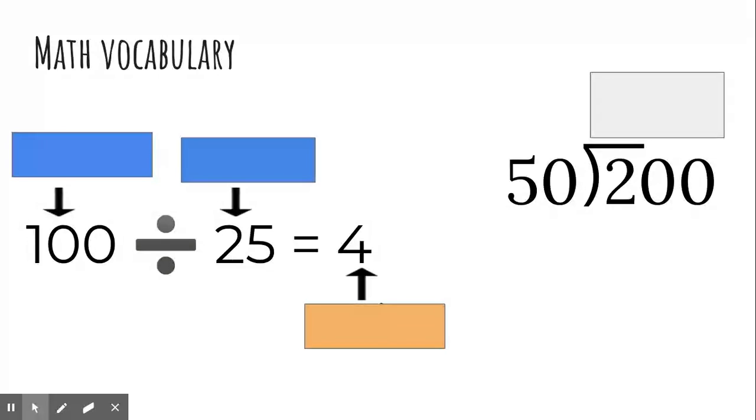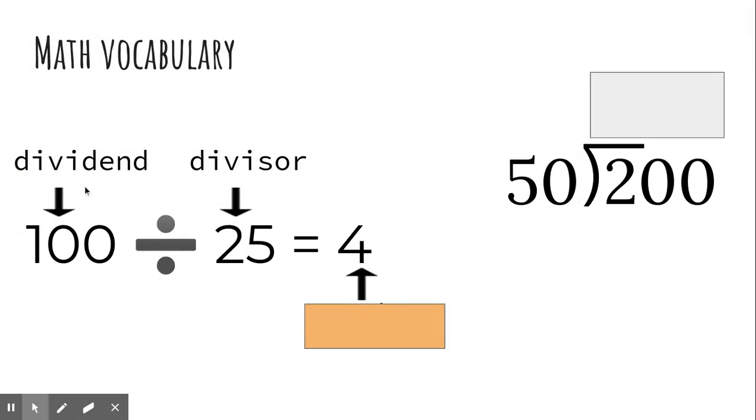As a reminder, in division, the bigger number, the number that is going to be divided in a division number sentence, is called the dividend. So in this sentence here, 100 divided by 25 equals 4, 100 is the dividend. And then the number that tells us how many groups it's going to be divided into, or how many things are going to be in each group, that's the divisor. And then the answer, that is called the quotient.